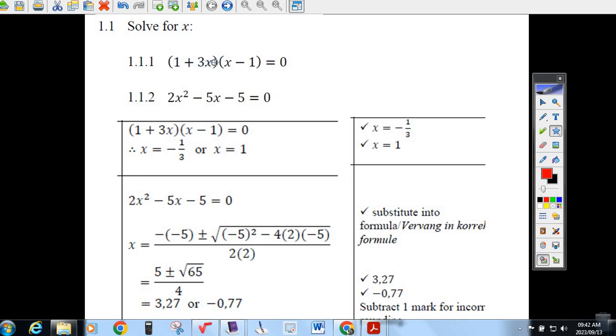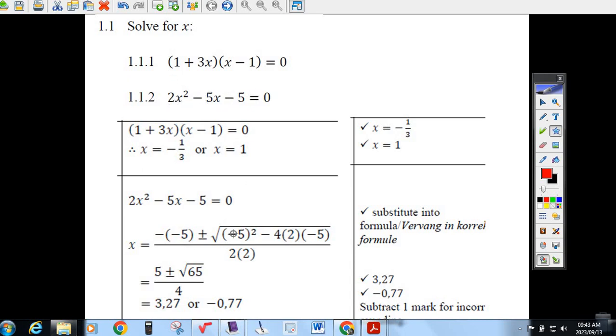It's 1 plus 3x equals 0, so you subtract 1, divide by 3, or 1 over 3, but change the sign. It's negative 1/3.